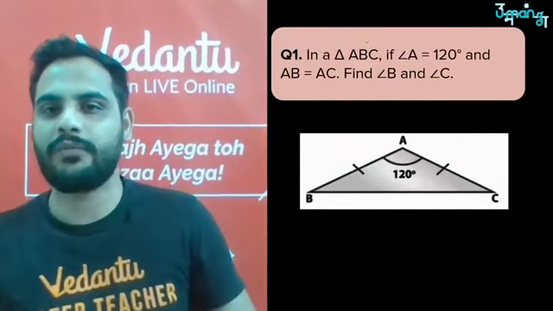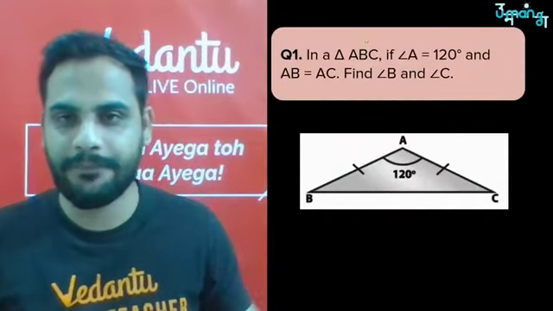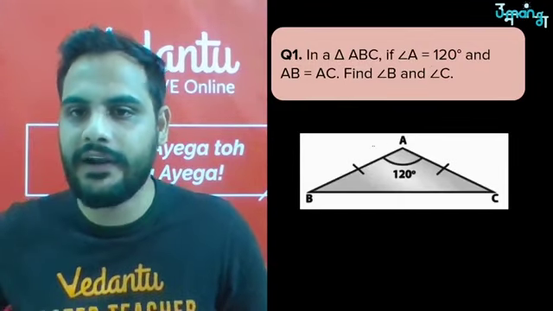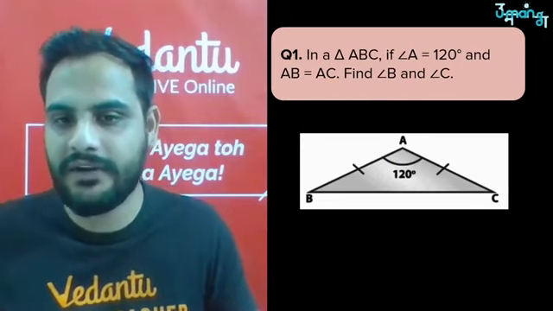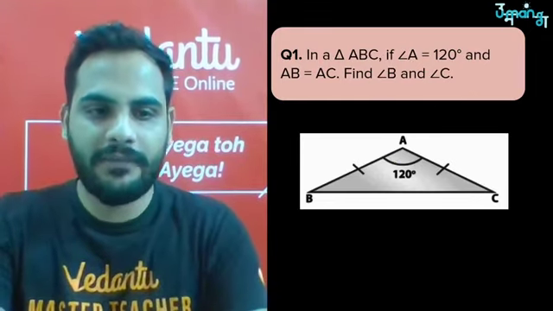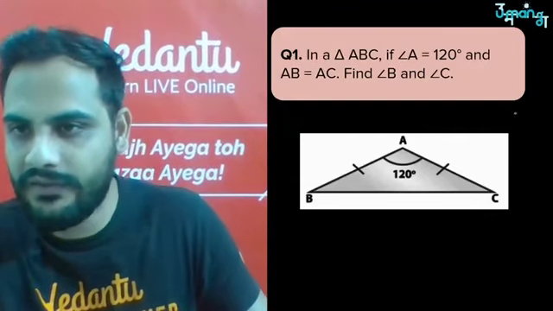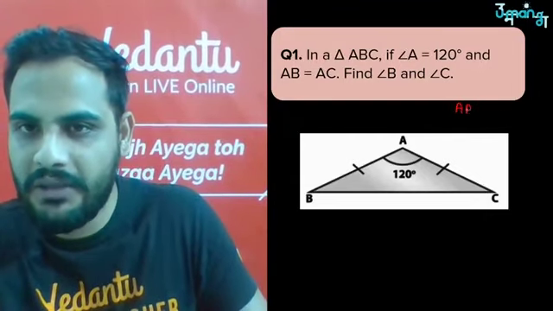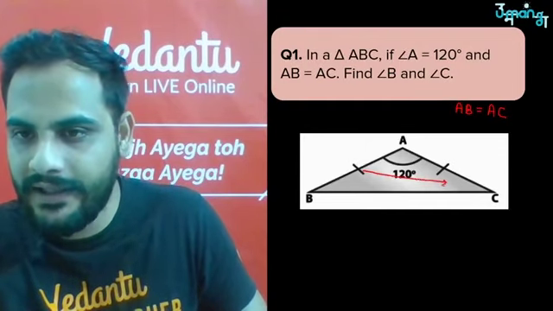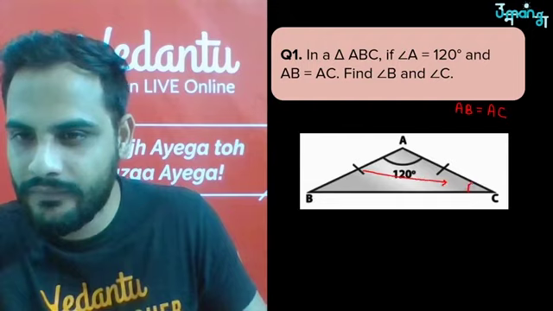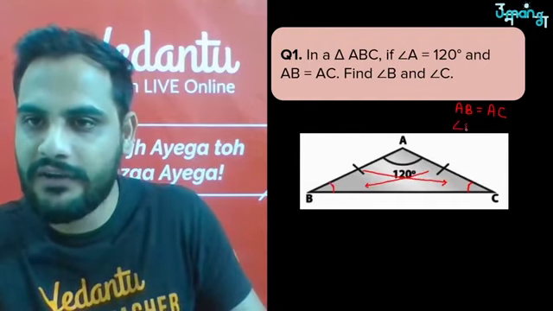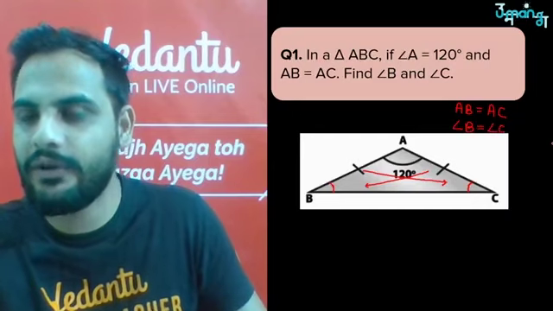Now let's look at some questions. Very important. First one. In a triangle ABC, if angle A is 120 degrees and AB is equal to AC, find angle B and C. Beta dekho, first thing I know, since they have given me that AB is equal to AC, opposite to AB, what angle do I have? Angle C. And opposite to AC, what angle do I have? Angle B. I can say that angle B and angle C will also be equal.